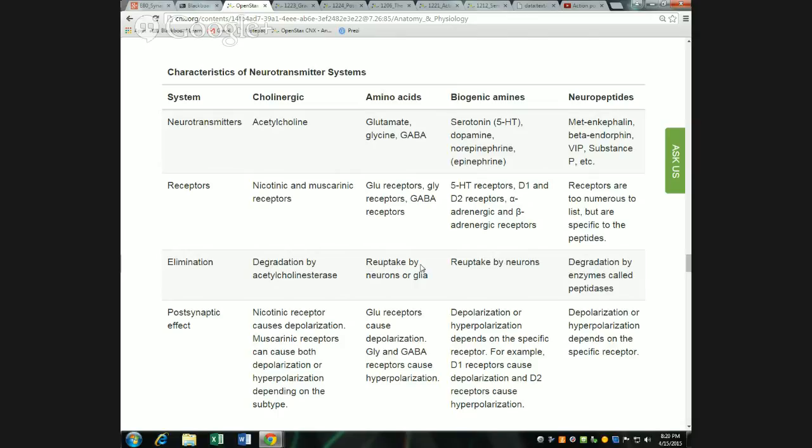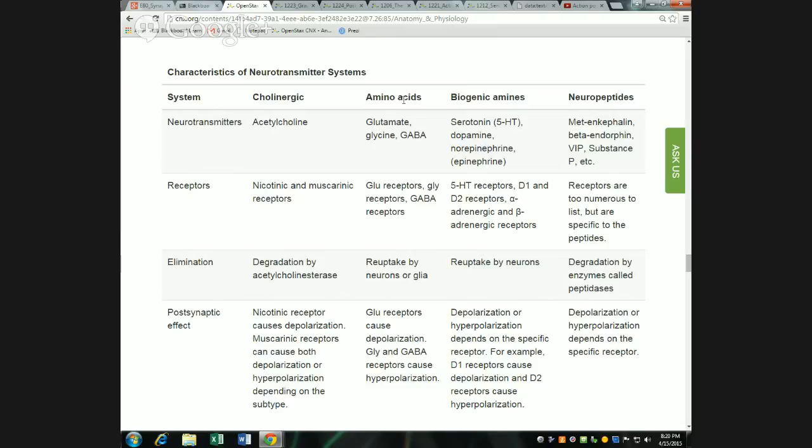The next column here isn't really a system to itself. These are several different systems that are all based on amino acid neurotransmitters. So there's glutamine, glycine, and GABA. Okay. Glutamine and glycine are amino acids that we use to make proteins in our body, but they're also used as neurotransmitters.